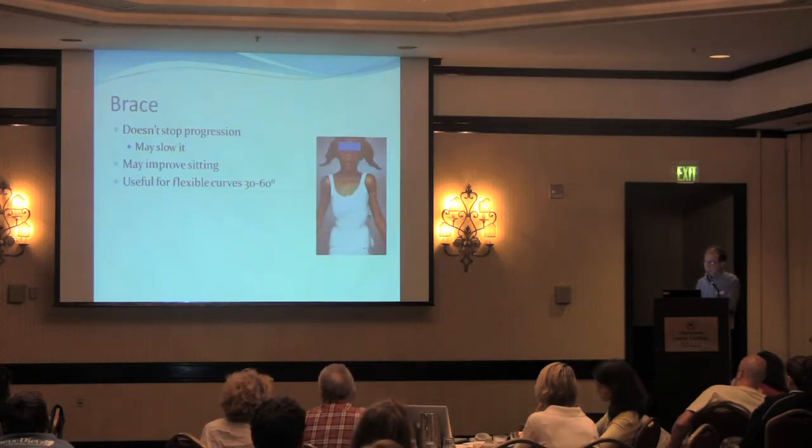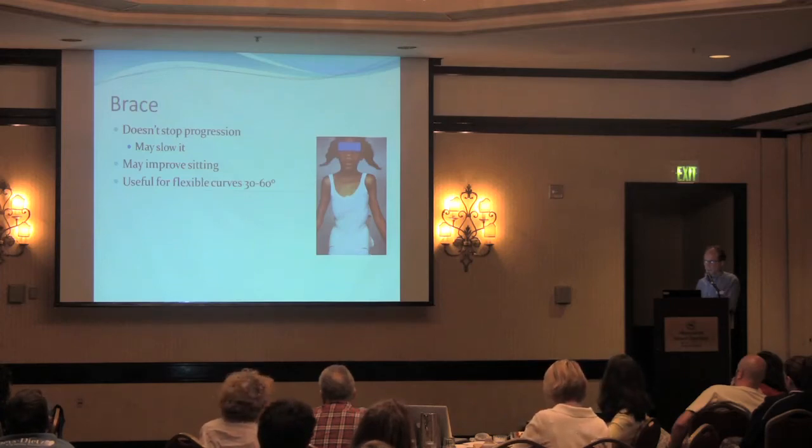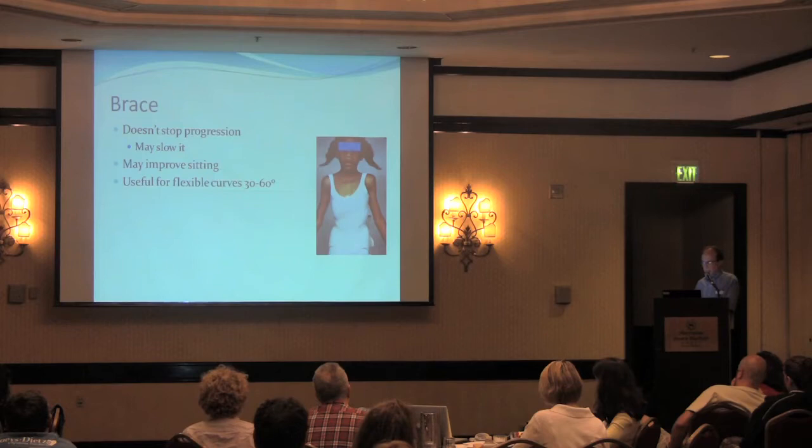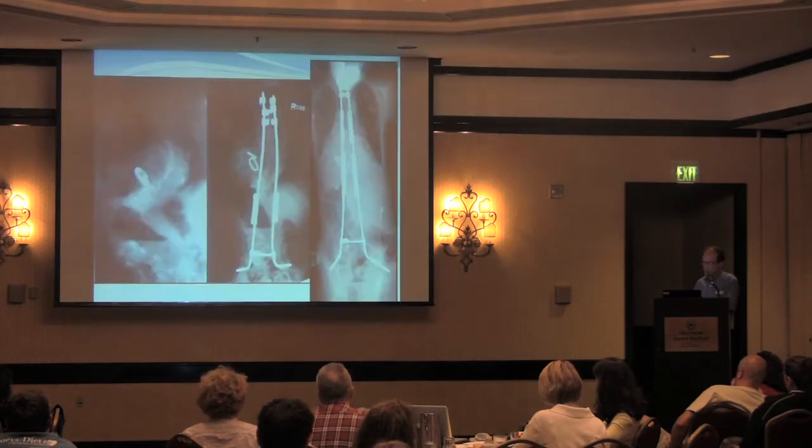Braces can be used for mild cases of spinal curvature. They typically don't stop worsening of the curve, but they may slow it a little bit, and they may improve sitting in kids who have a hard time controlling their trunk because of extreme ligamentous laxity. In general, curves somewhere between 30 and 60 degrees probably have some benefit from bracing, but when it gets too big, the brace is just too uncomfortable to be practical and probably not worth using.